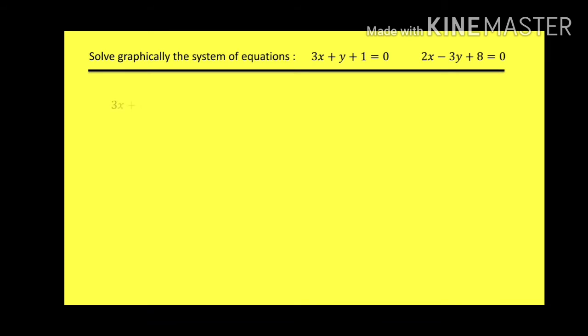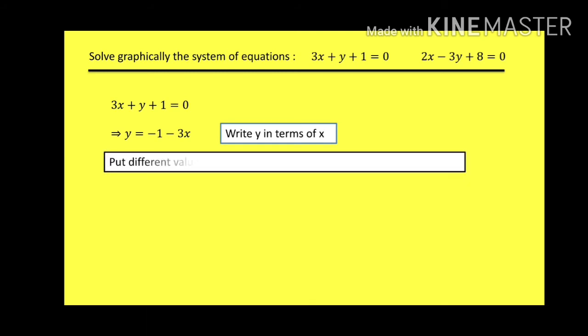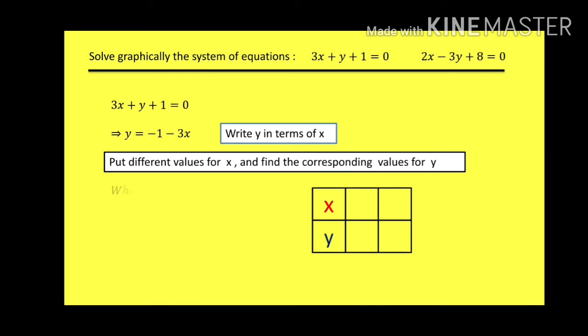Moving on, let's take one more example and solve graphically the system of equations 3x plus y plus 1 equals 0 and 2x minus 3y plus 8 equals 0. So the same thing, we will take the first equation and convert y in terms of x. So y can be written as minus 1 minus 3x. Here on the left side we have plus 1 and 3x, so when it moves to the right side it becomes minus 1 and minus 3x. Same thing, we'll put different values of x and get the values for y and complete this table. So here we can take x equals 1, anything, because we don't have any denominator to cancel, we can take any values.